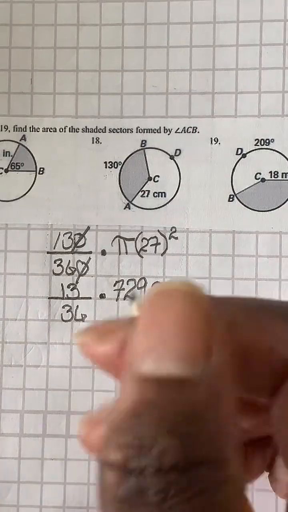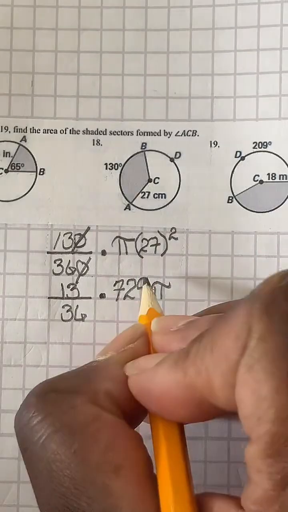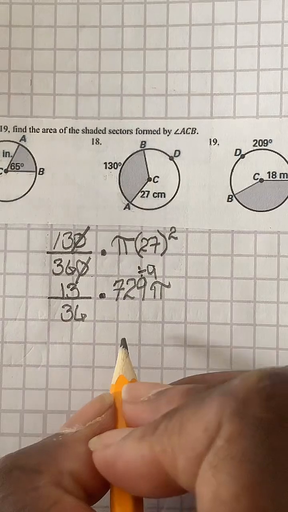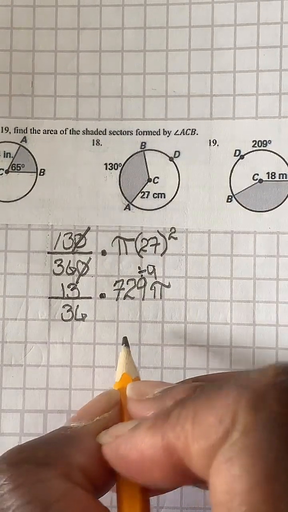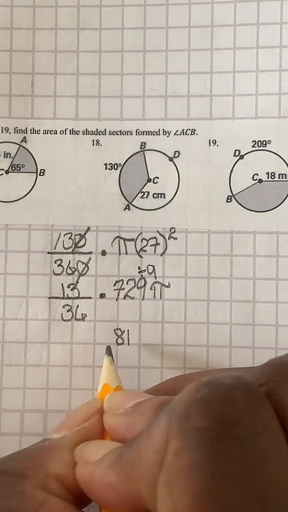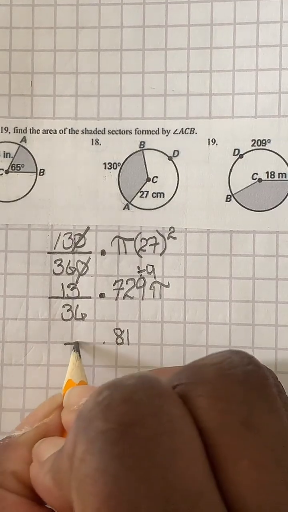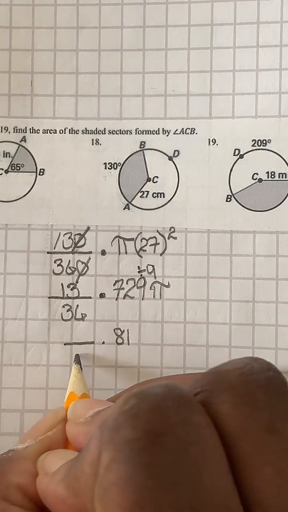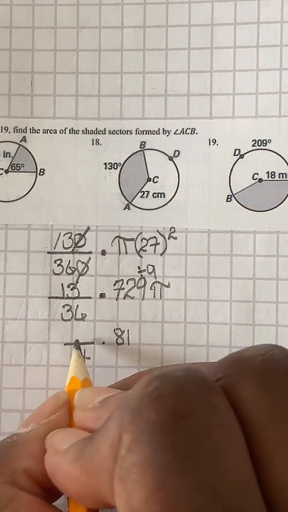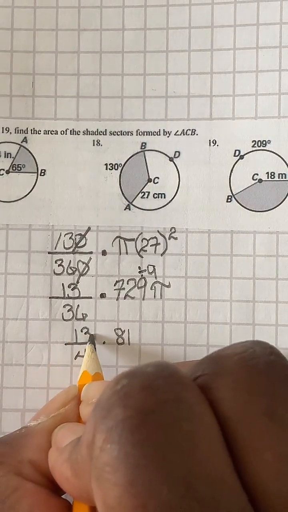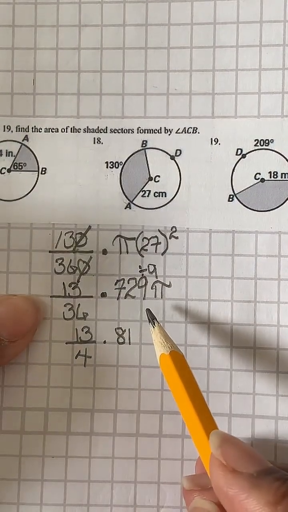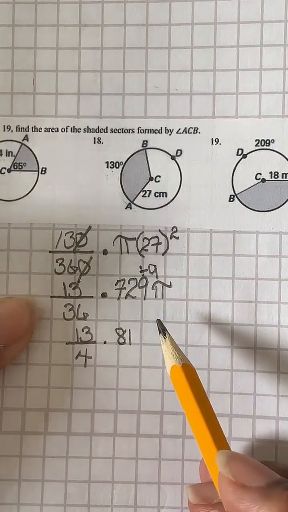Let me see. Yep. Because 729, if I divide that by 9, I think I get 81. Yep, I do. So this will turn into an 81. If I divide the 36 by 9, I'll get a 4. And then the 13, that was my numerator, comes on down. So now you're not dealing with thousands and hundreds and all that stuff.